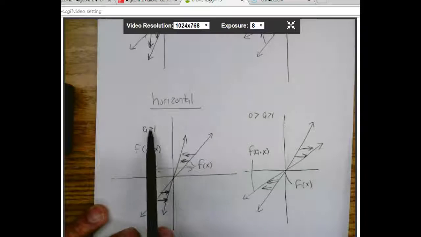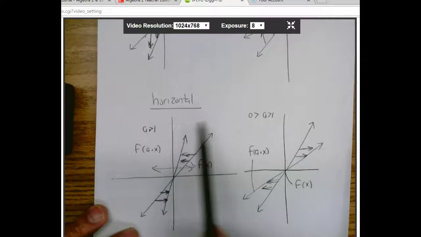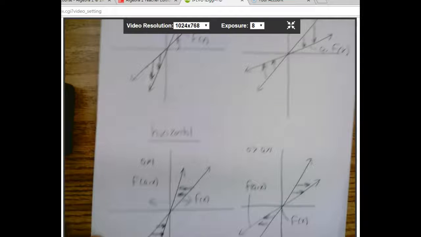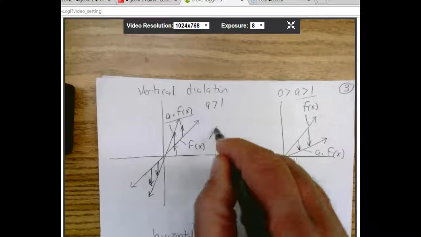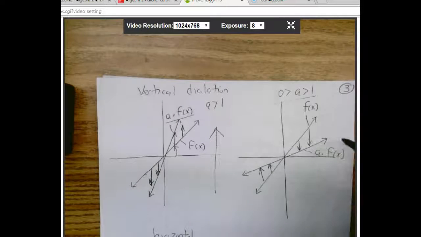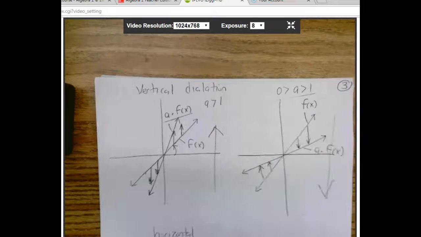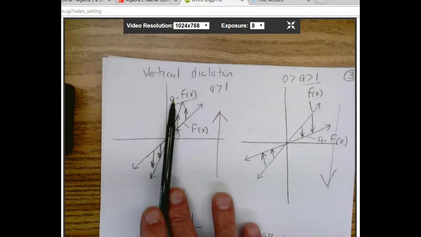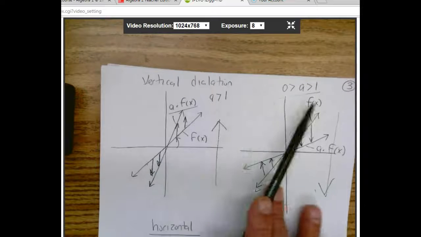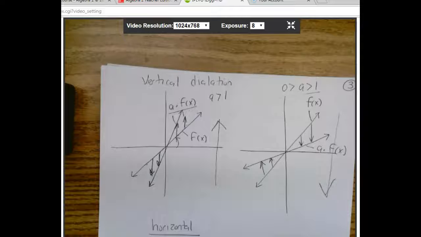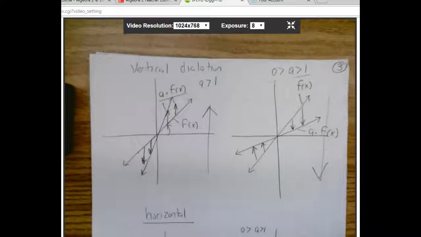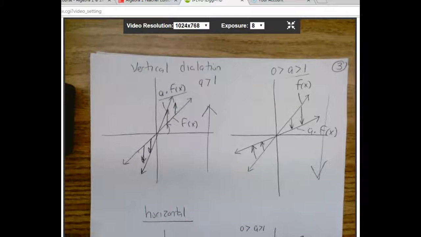It depends on whether that a number is greater than 1 or less than 1 or greater than 0. This one is your vertical movement, so this one's going up this way, this one's going down this way. And we would know this by the notation of this a, whether we're talking about greater than 1 or less than 1 or greater than 0, being on the outside of the function. And we're going to look at some of these in class. So don't panic too much, just get this into your notes.